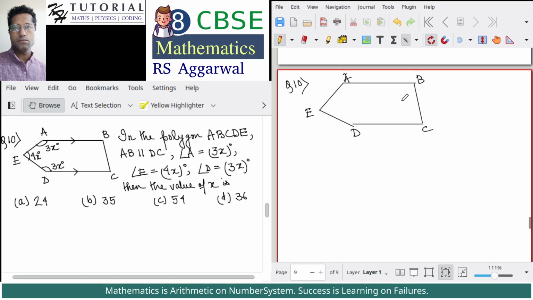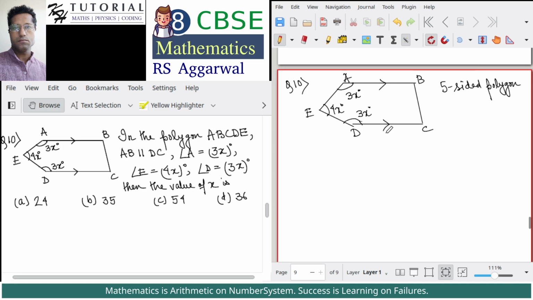AB is parallel to DC. Angle A is 3x degrees. Angle E is 4x degrees. Angle D is 3x degrees. Then we have to find the value of x. Okay. So this is a polygon, 1, 2, 3, 4, 5-sided polygon. Okay.